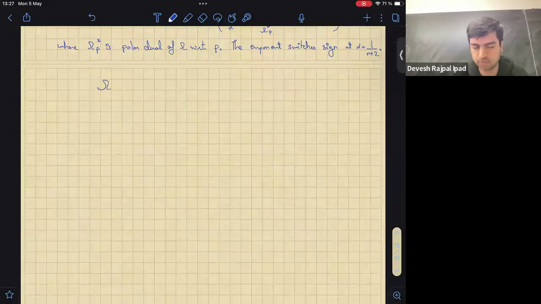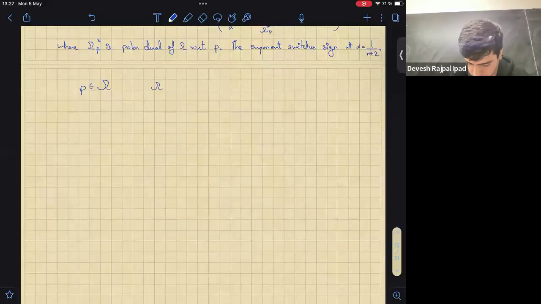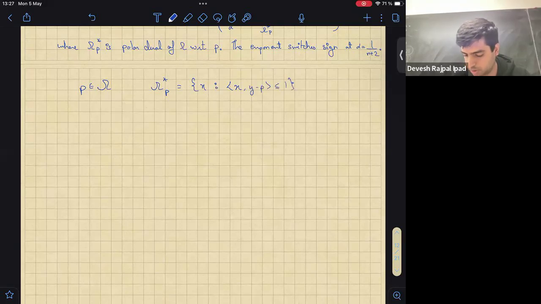So for any convex body and P contained in the interior, I can define its polar with respect to P as the set of all points X such that the dot product of X with Y minus P, that is, the Euclidean dot product, is bounded by 1, where Y belongs to the original convex body.